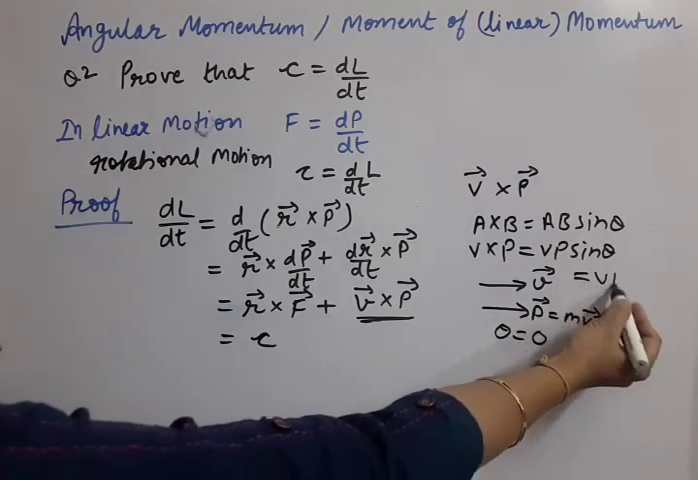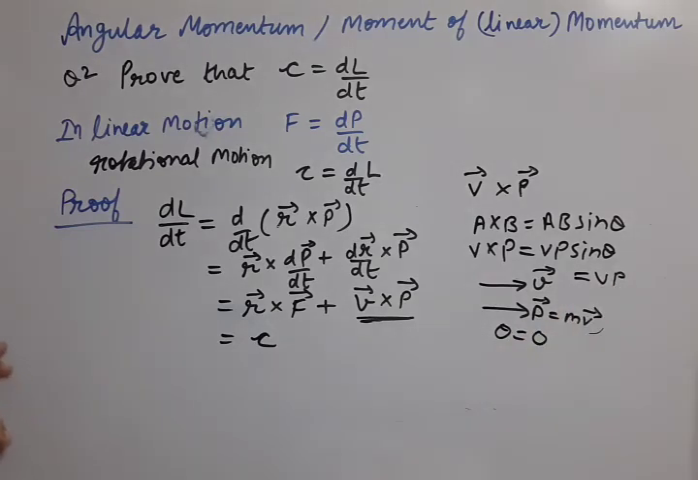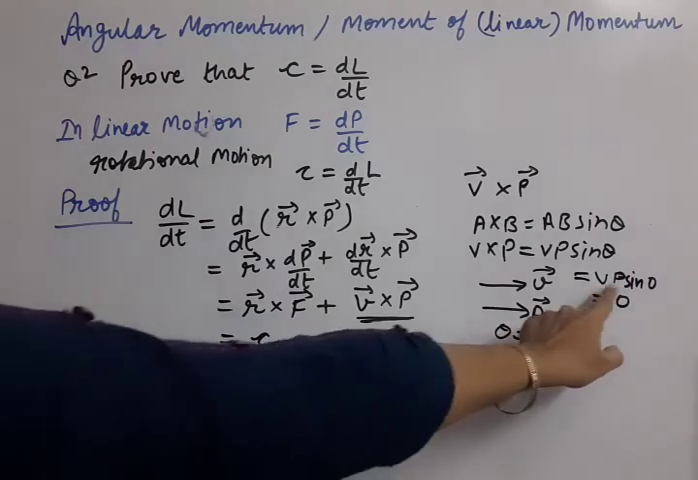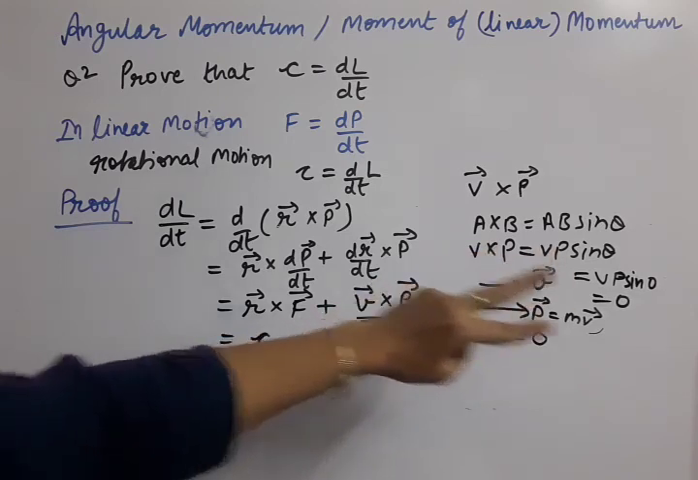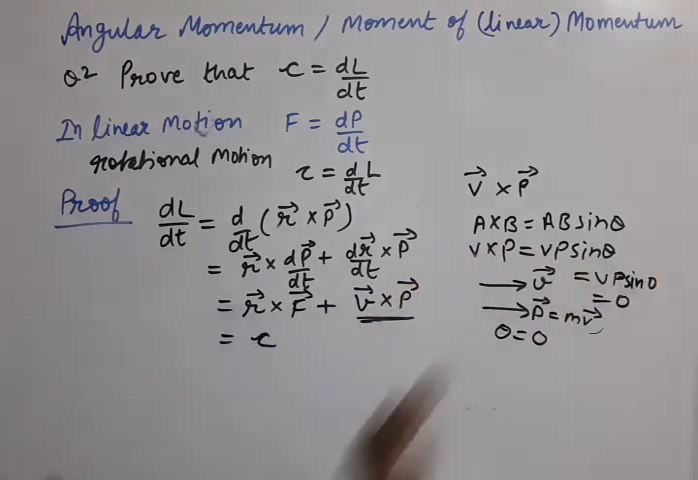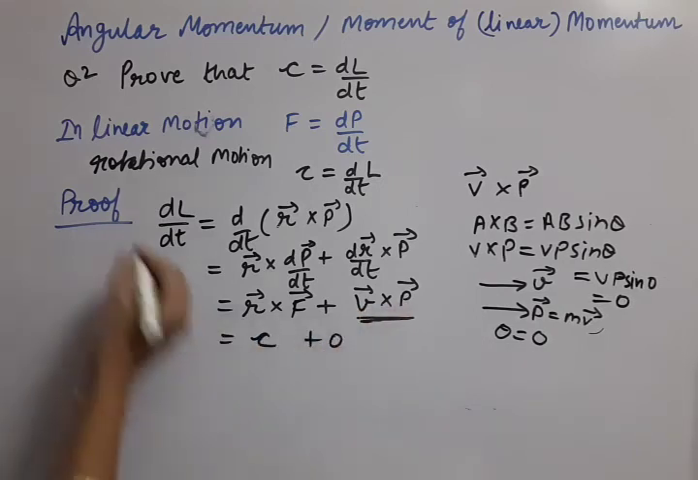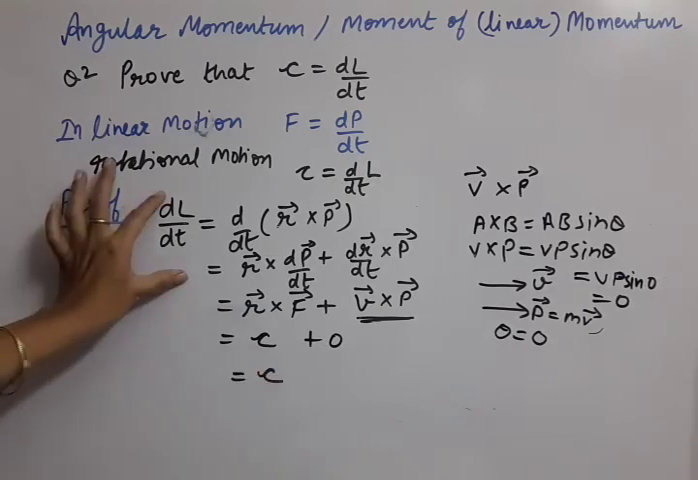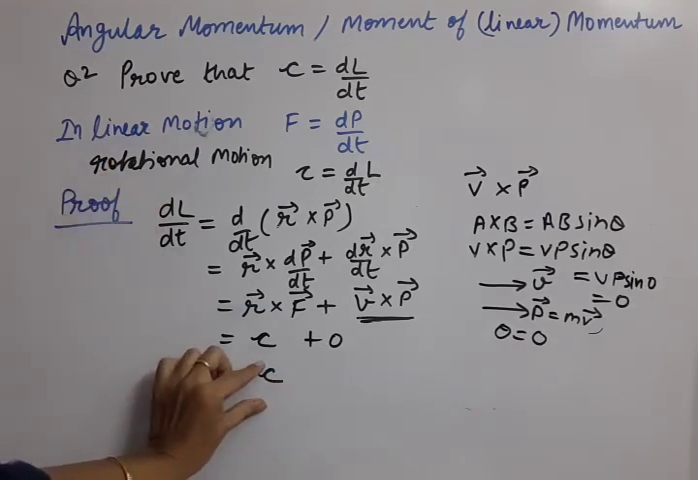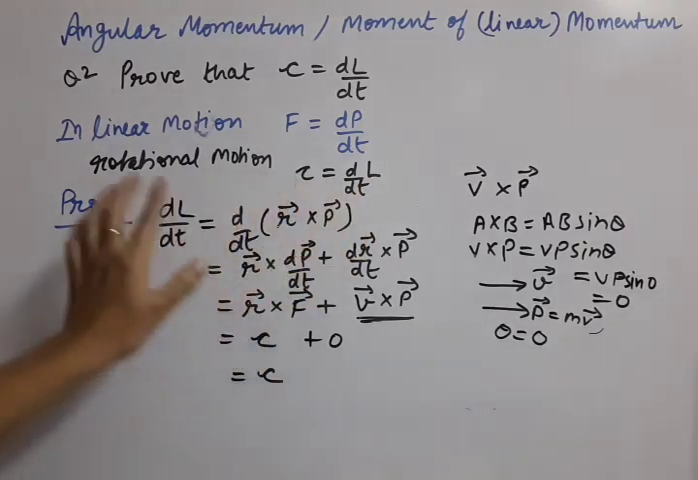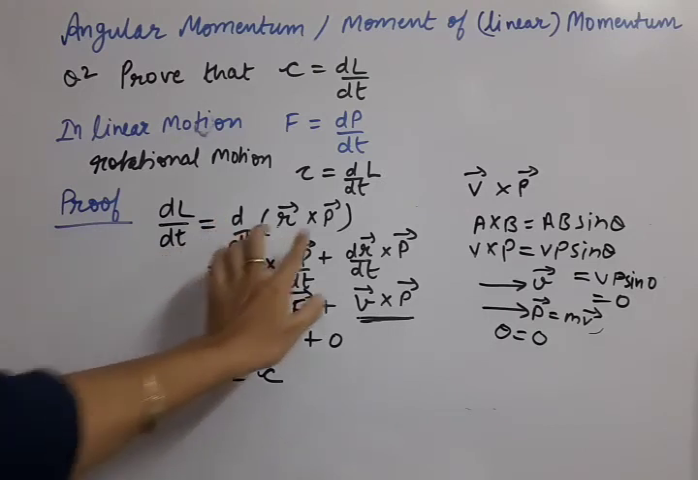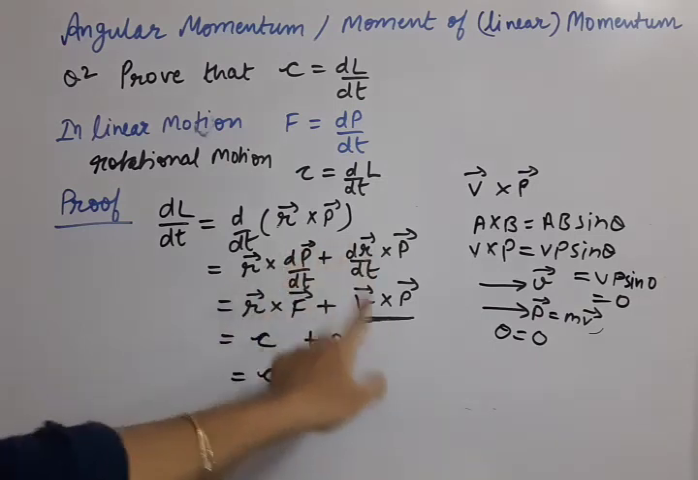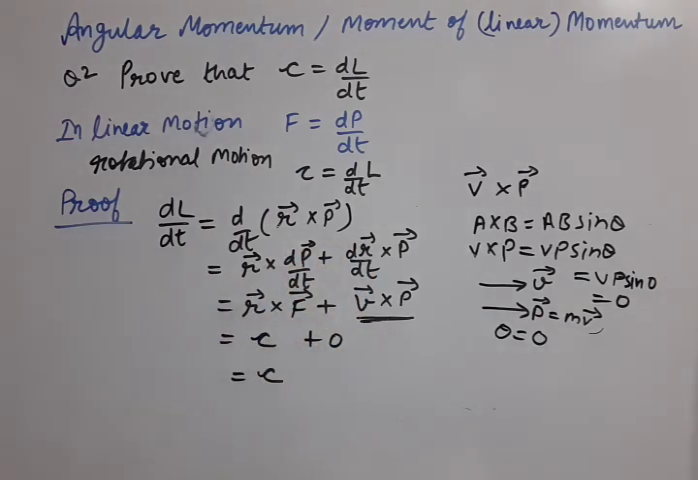So if we put it here, Vp sin 0 will come, and sin 0 is 0. That means the two vectors which are always in the same direction, their cross product is always 0. So that's why this V cross P term, its answer is coming 0. So finally we have got what? dl by dt we have proved equal to torque. So this is the proof. We wanted this only. So this way we do the proof. Taking the help of some mathematical terms, how to do differentiation of the product, we have done differentiation and we have come to the torque answer.